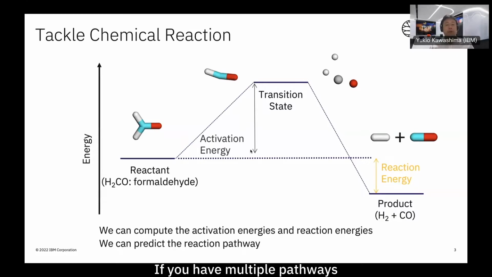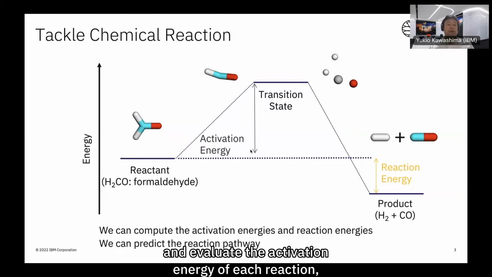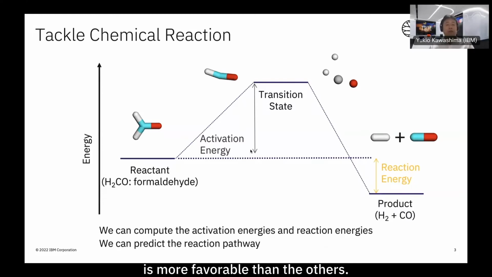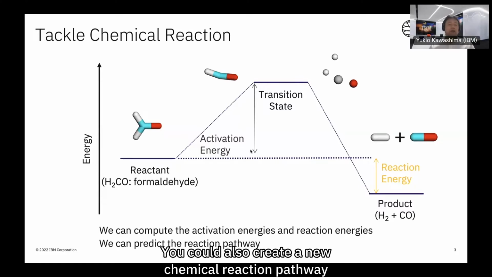If you have multiple pathways and evaluate the activation energy of each reaction, then you could investigate which chemical reaction is more favorable than the others. You could also create a new chemical reaction pathway on your computer using quantum chemistry simulation.